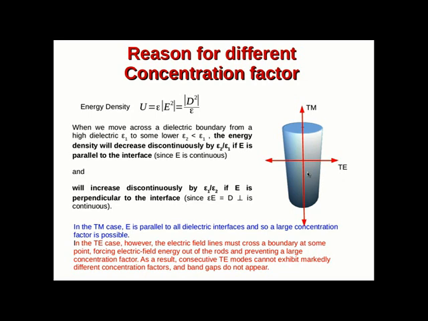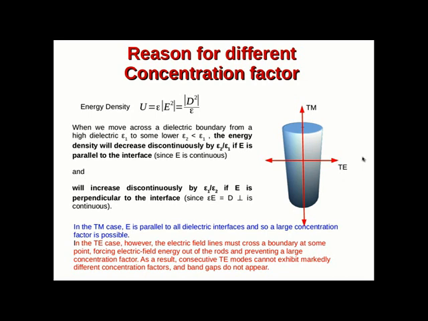Now why these two polarizations have different concentration factors in case of dielectric bands? The reason is that if you look at this formula for the energy density. Now if you apply this formula for the TM mode, you see that electric field is tangential here in TM mode case, so it is continuous throughout. Electric field inside the rod is same as electric field outside, but epsilon is not same. Epsilon outside is less, so energy density for TM mode inside the rod is greater than the energy density outside the rod.